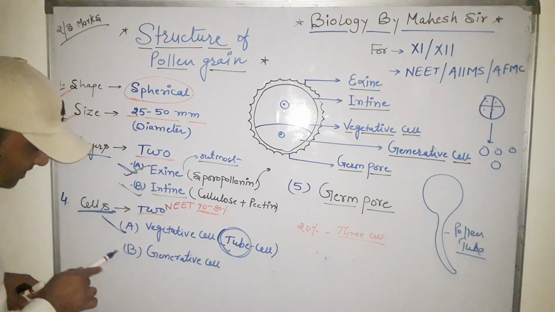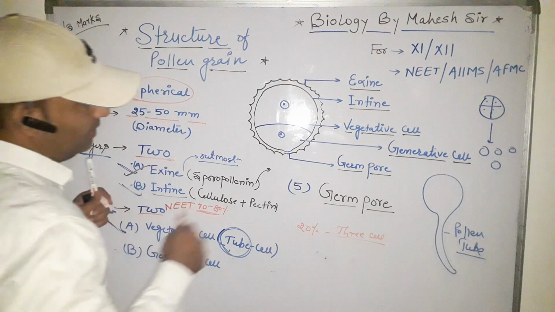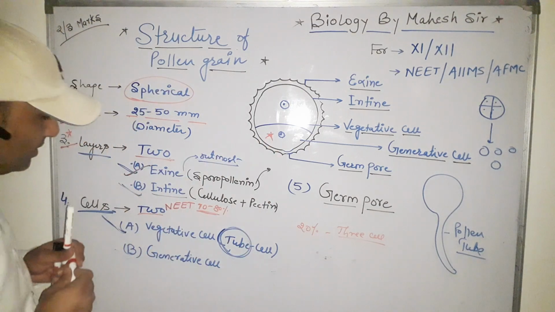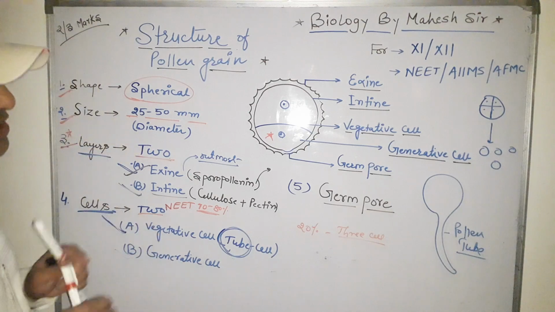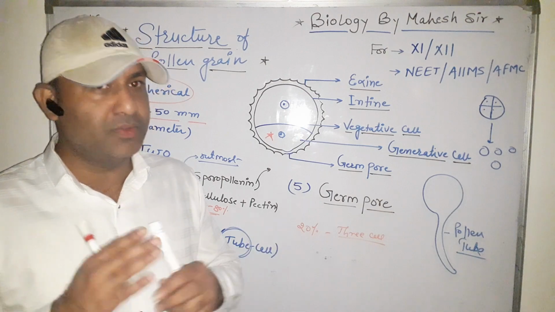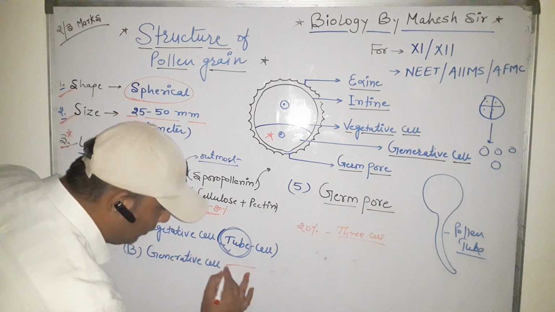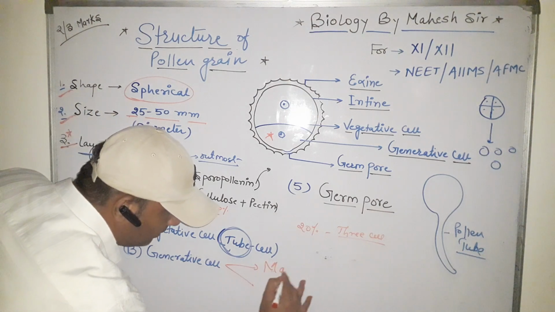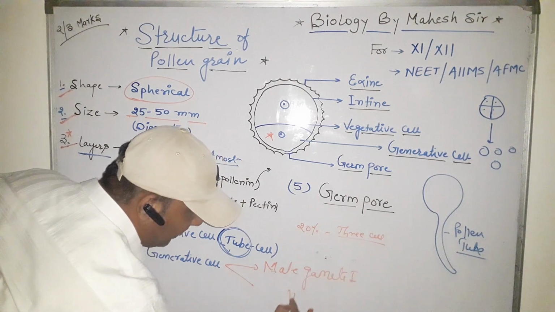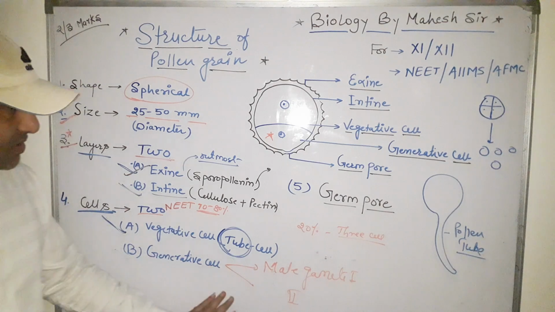Now second is the generative cell. The smaller cell is the generative cell. It is smaller in size, with a smaller nucleus, and the generative cell is responsible for the formation of 2 male gametes for double fertilization in angiosperm plants. The generative cell further divides and produces 2 male gametes: first male gamete and then second male gamete. So a total of 2 male gametes are produced by the generative cell.